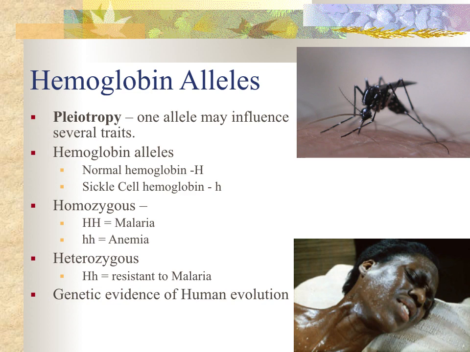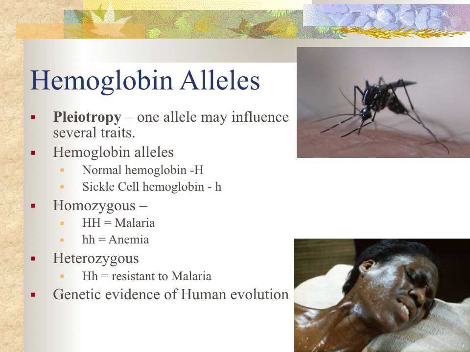Okay, there are other genes that affect more than one trait. So several traits may be affected by an allele, and that will affect its inheritance. This is called pleiotropy. And here we have hemoglobin alleles, or alleles that affect hemoglobin, but also affect resistance to disease. Hemoglobin normally carries oxygen. We have a normal hemoglobin allele, which is dominant, which is very good at oxygen transport. Then there's a sickle cell allele, which isn't so good at oxygen transport, but confers resistance to malaria.